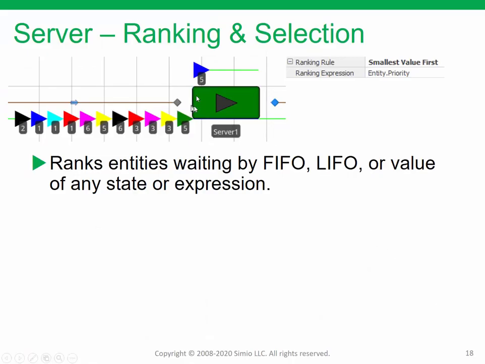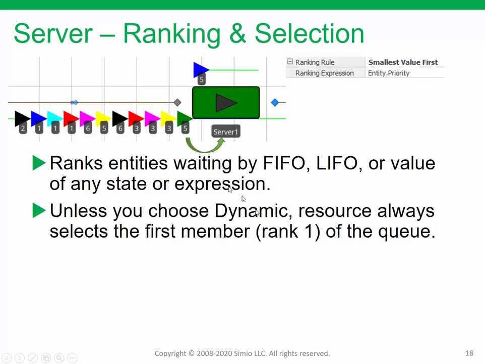In this case, we have an entity with priority 5, and then we have a queue of entities here. If the ranking rule is set to first in, first out, then entity 5 would be the next one to access the server because it's the first one in the queue. If it's set to smallest value first by entity priority, then we would jump over and select the entity here with priority 1 because it's the smallest value. If it's largest value first, then of course we would pick entity 6.